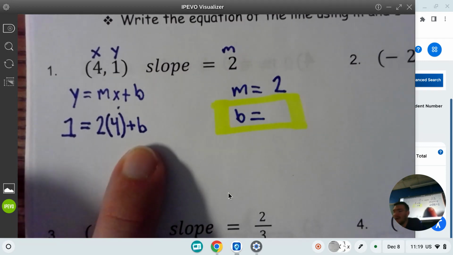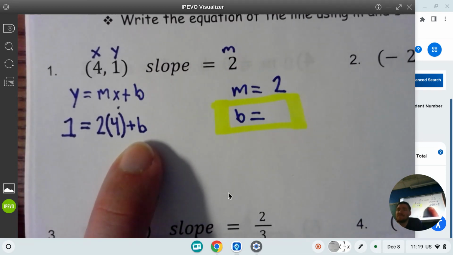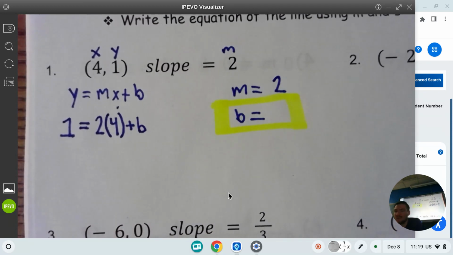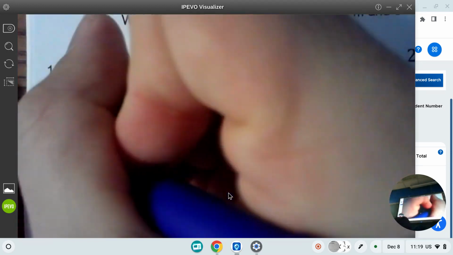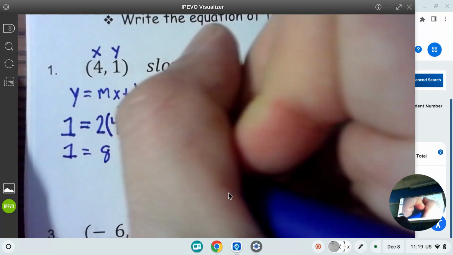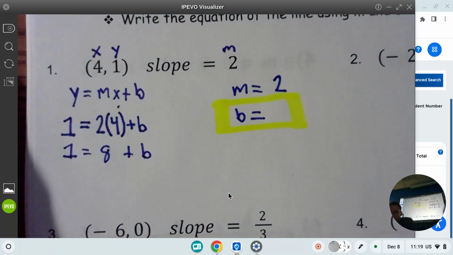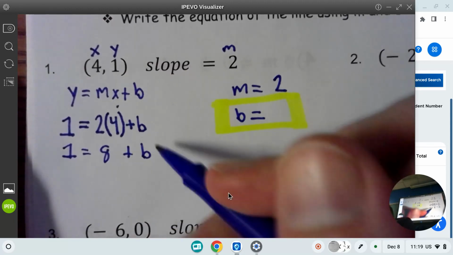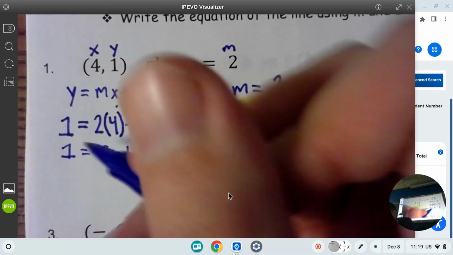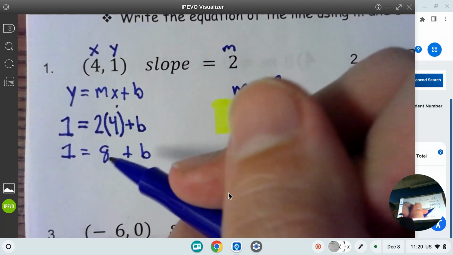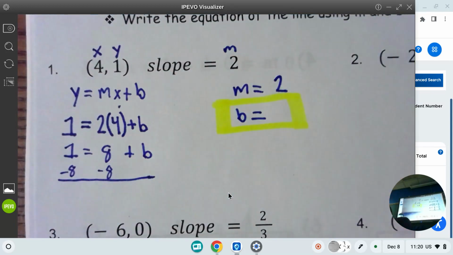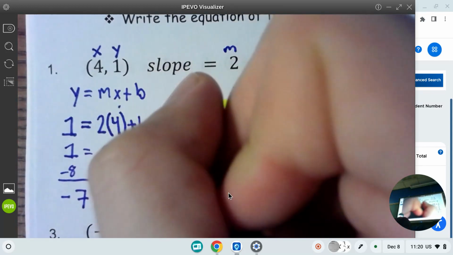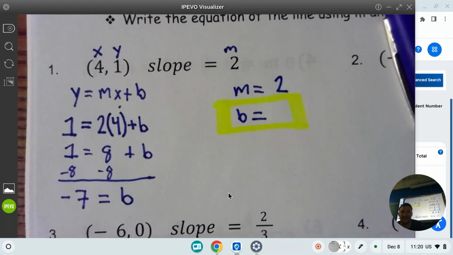We now have a one variable equation. The variable is b. We need to solve for b, and it's the same 2 steps every single time. Multiply. What's 2 times 4? 8. All right, so we have 1 equals 8 plus b. And what's the last step? How do we get this b by itself? We have to move the 8. And how do you move the 8? Minus 8, minus 8. What is 1 minus 8? Negative 7 equals b. And there she is.